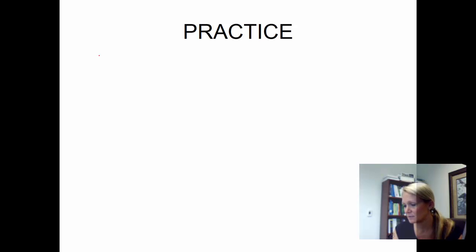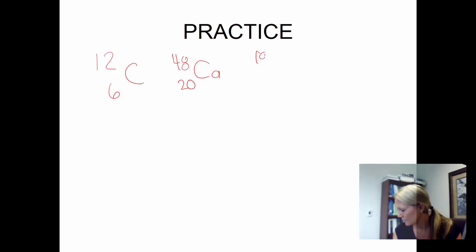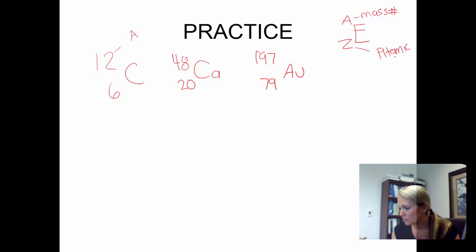All right, so here's some practice. We're just going to practice looking at these mass numbers and elements. So we have our element symbol here. This number, remember, is given the symbol A. So here's kind of our setup: E for element, A for mass number, and Z for atomic number, which is the number of protons.